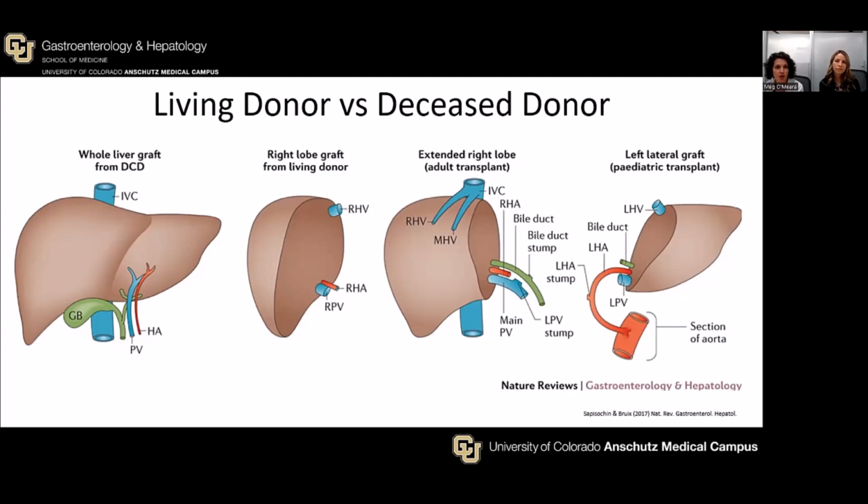If we have a smaller patient, sometimes we're able to take a right lobe from a deceased donor and implant that into a patient, and then take that left lateral portion of the deceased donor's liver and give that to a pediatric patient across the street at Children's.